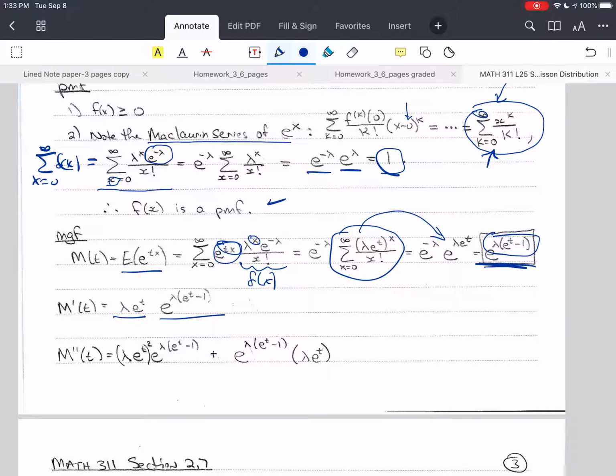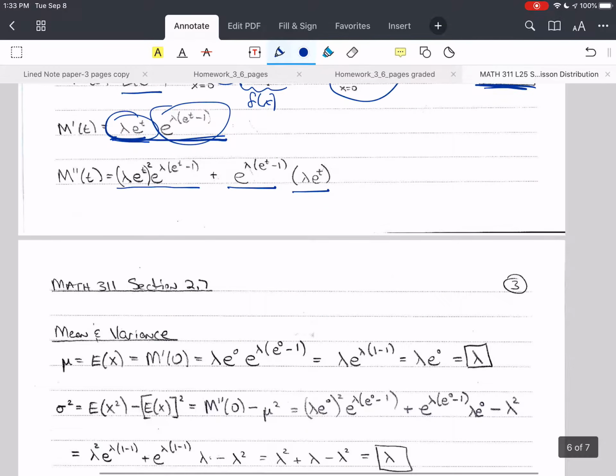Let's take the second derivative. So we take the derivative of the first derivative. We take the first times the derivative of the second, and we end up with this expression, lambda e to the t quantity squared. And then we take the second times the derivative of the first. There's no reason to really simplify this because we're going to plug in t equals 0 when we evaluate the moments. So mu is equal to E of x, and that is M prime of 0. I'll let you look through that on your own and see that we get lambda. So mu is equal to lambda.